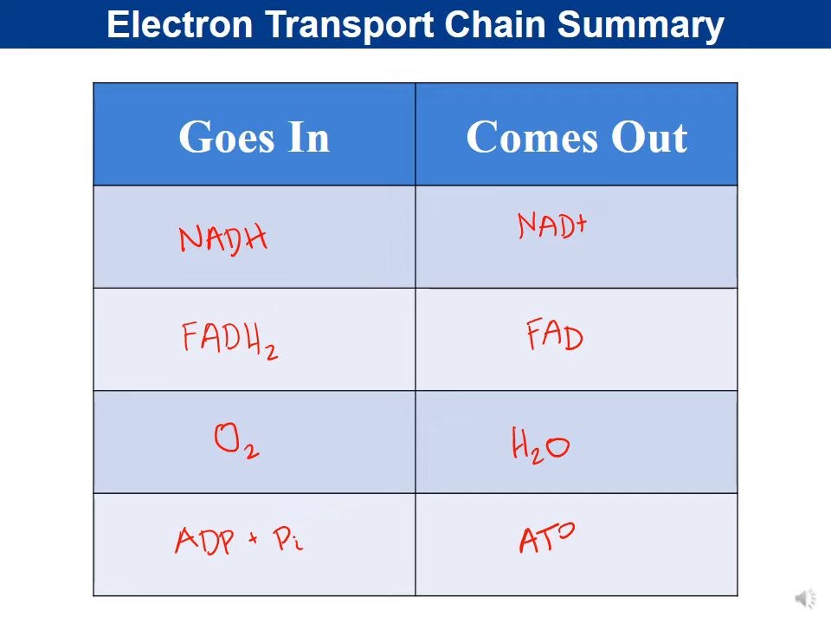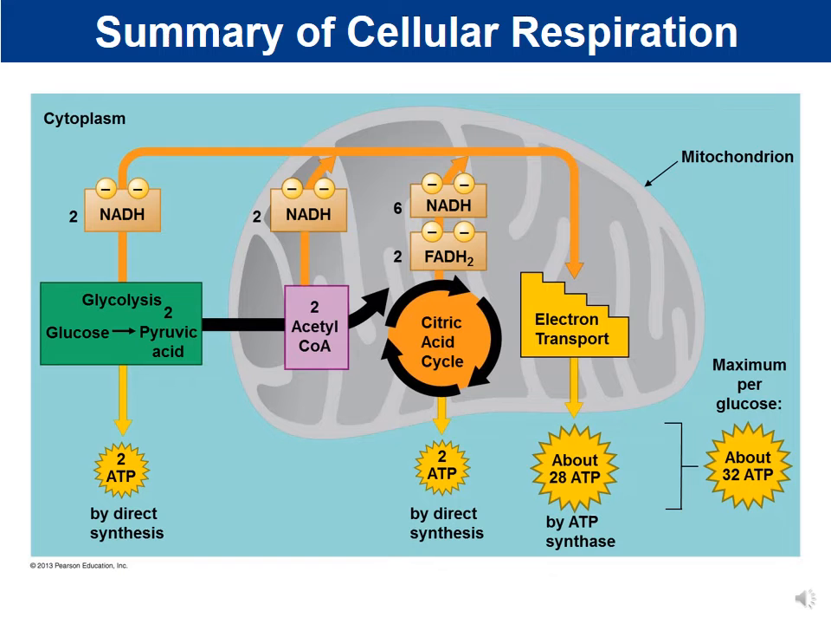Whoops. Adenosine triphosphate. That's our product. And so again, this is just summarizing for the electron transport chain what goes in and what comes out. So this slide is summarizing cellular respiration.